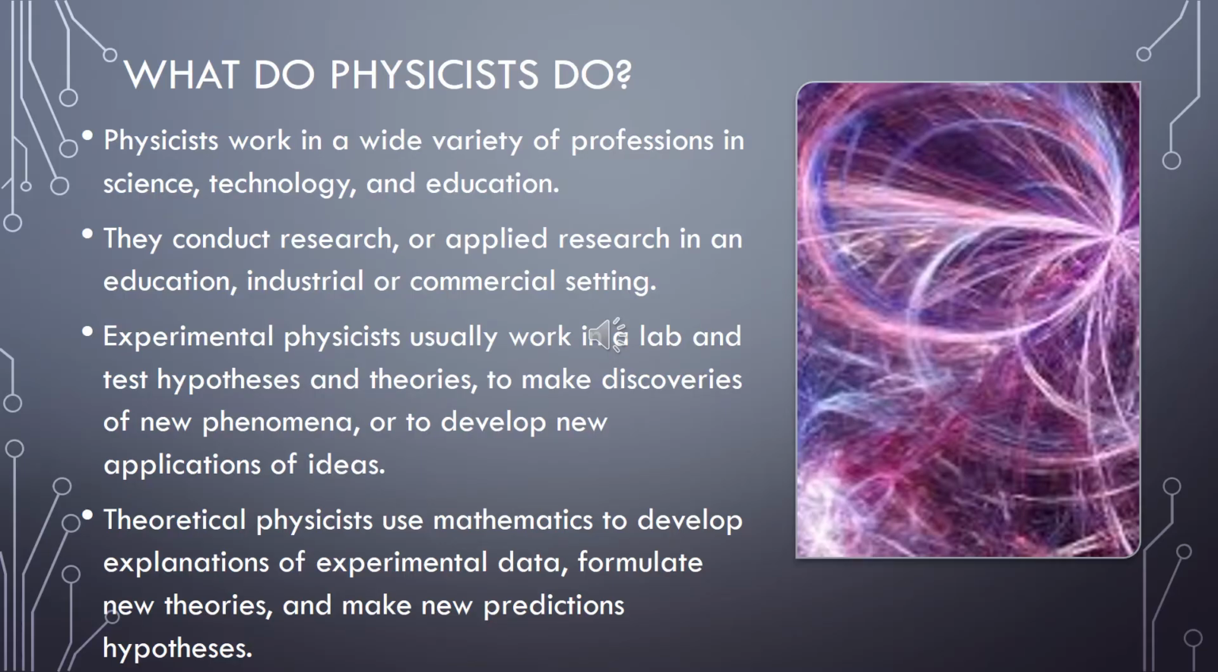So what do physicists do? Well, physicists work in a wide variety of professions. You've got science, technology, and education. They either can conduct research or apply research in an educational, industrial, or commercial setting. You have different types of physicists. An experimental physicist usually works in a lab. They test hypotheses and theories to make new discoveries of new phenomena, or they develop new applications to previously thought of ideas. Theoretical physicists use mathematics to develop explanations of experimental data. They formulate new theories and they make new predictions.